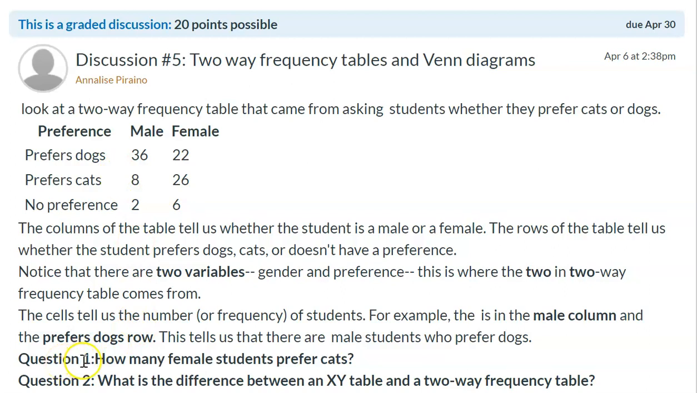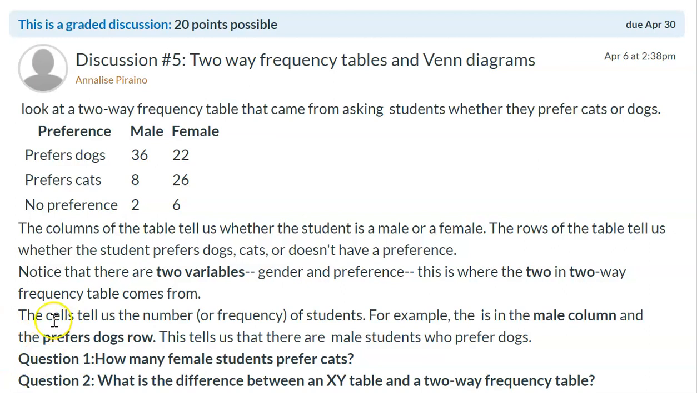Question number 1 is, how many female students prefer cats? And question number 2 is, what is the difference between an X and Y table and a two-way frequency table? To help you answer those questions, I'm going to show you a different example so that I'm not giving you the answer to the work that you're supposed to be completing on your own.